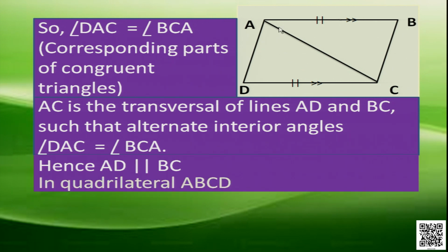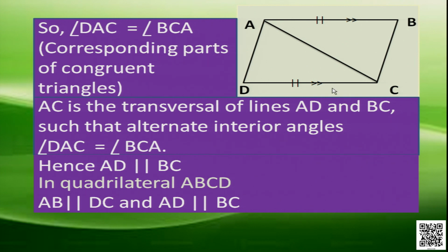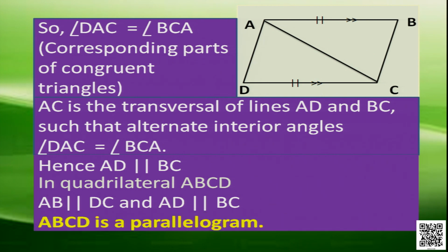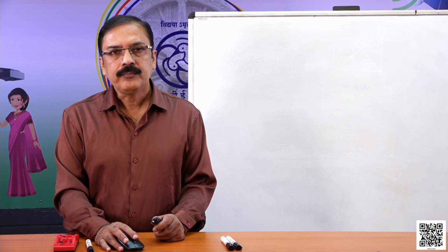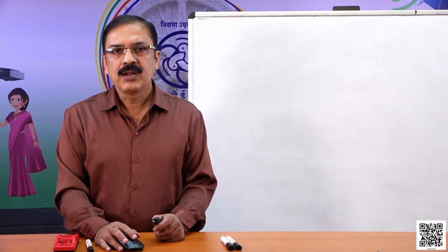Now in quadrilateral ABCD, we have AB is parallel to CD as it is given, and now we proved that AD is parallel to BC. As the opposite sides of the quadrilateral are parallel, this quadrilateral is a parallelogram. So we can say that ABCD is a parallelogram. By using this property, we can solve many problems.